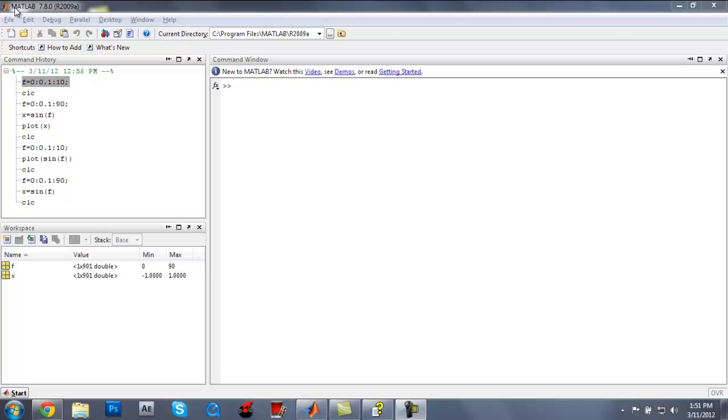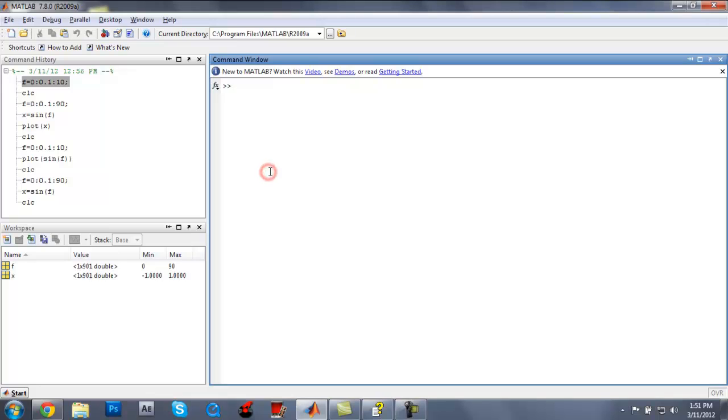I am using MATLAB version 7.8.2 R2009A. You can find more about MATLAB software. If you don't know, you can go to the link I will be posting in the description.